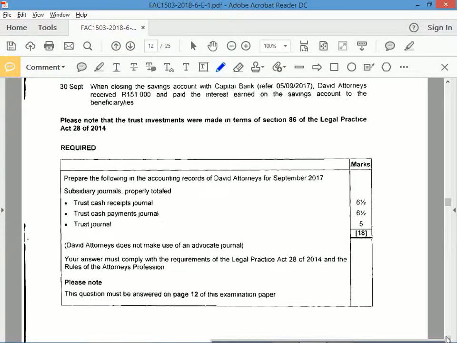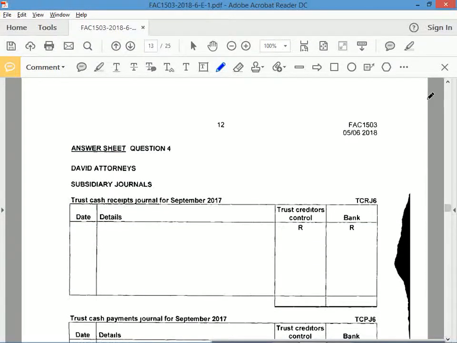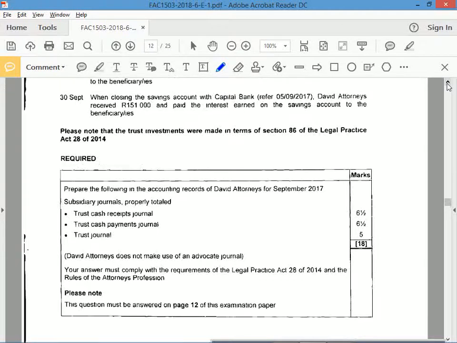Prepare the following in the accounting records of David for September. Subsidiary journals properly totaled. Okay, trust cash receipts, trust cash payments, trust journal. Do they tell you what columns to draw up? Then they must have given you the template. Yeah, they have to tell you, or they have to give you the template. So they're giving you the template. Good. What else do they say? David attorneys does not make use of an advocate journal. Your answer must comply with the requirements. The question must be answered on page 12.